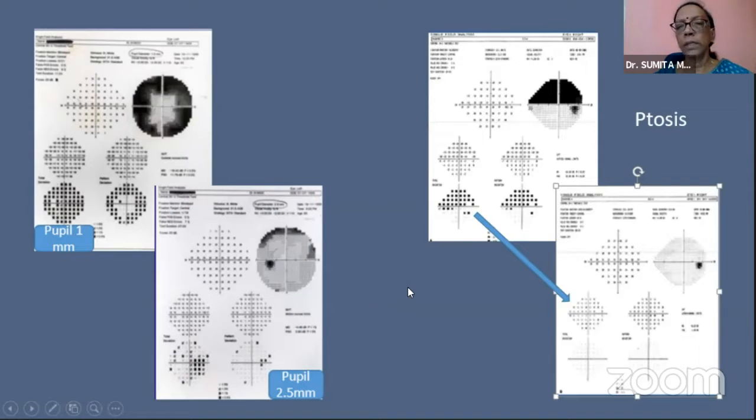Another condition is ptosis or dermatochalasis. All those things can produce defects which can mimic glaucoma, but that is obvious if you look at the face of the patient. You can know that the lid has to be taped, and if you tape it, the defect vanishes.